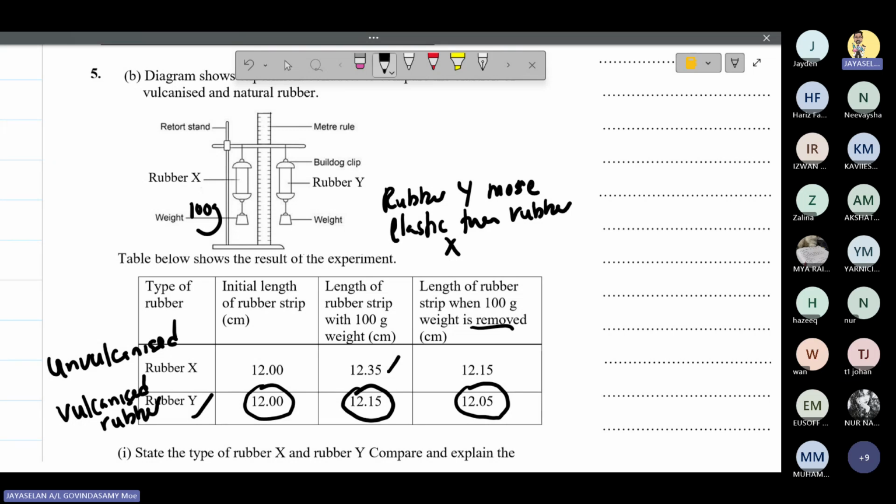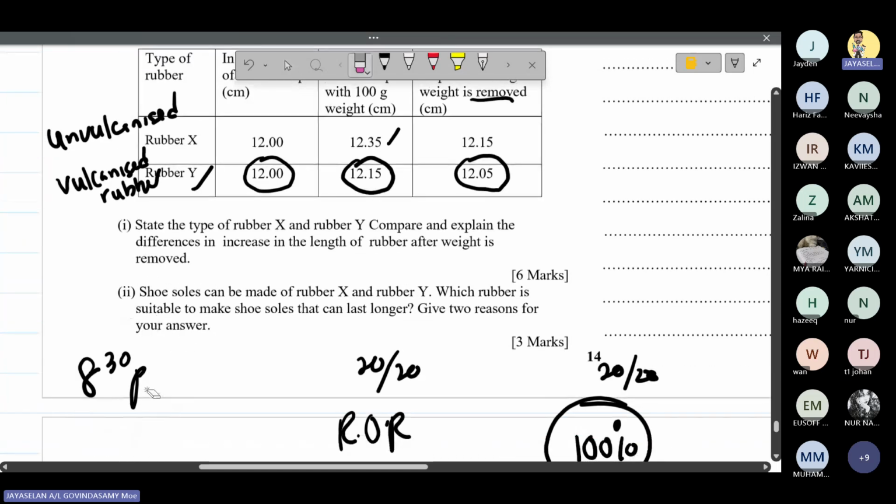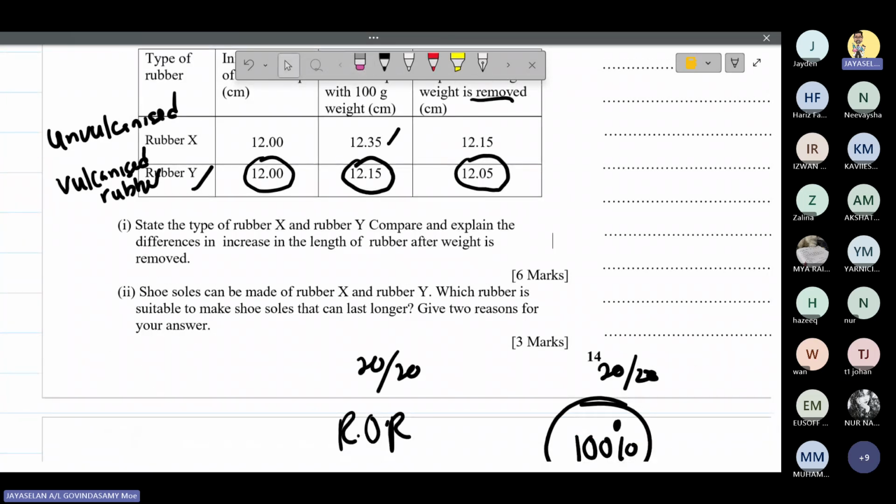Any question so far? Okay, so apa dia tanya? State the type of rubber X, rubber Y. Compare and explain the differences in increase in the length after the weight is removed. 6 markah ataupun 7 markah. Saya letak 6 markah lah. Okay, any question? So what I do here, I classify what is rubber X and rubber Y.